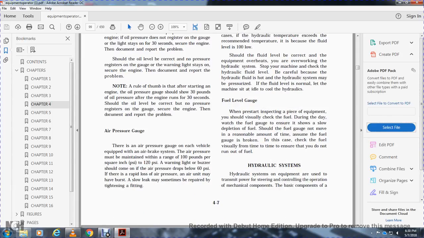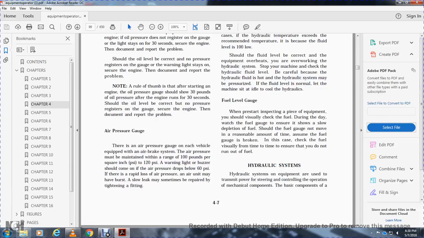Fuel level gauge. Before starting an inspection, the operator should check the fuel level during the day with the fuel gauge to ensure it shows a slow depletion of the fuel. If the fuel gauge does not move in a reasonable amount of time, assume that the gauge is broken, and check the fuel visually from time to time to ensure you do not run out of fuel.